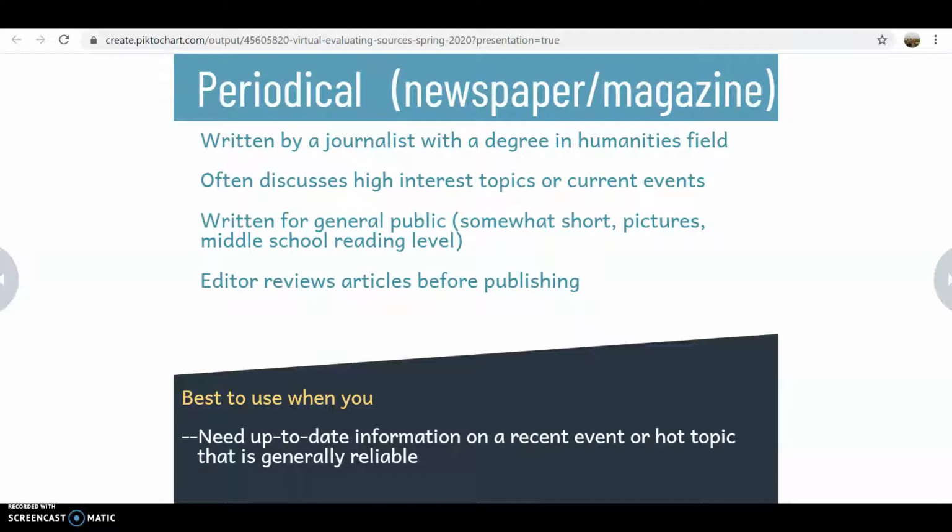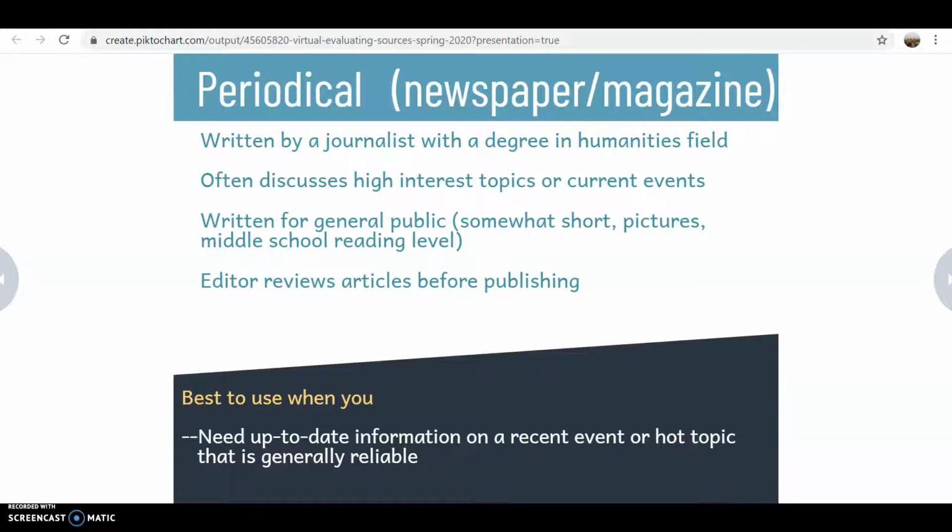And a lot of times there are pictures. They're a lot shorter than some of these academic journal articles we find. And they've also been evaluated by editors who, again, may or may not have a lot of background in that topic, but they are looking for accuracy, and they want to make sure they're producing good information.